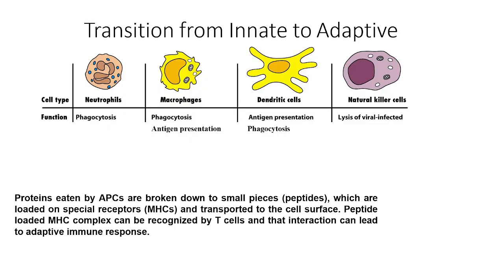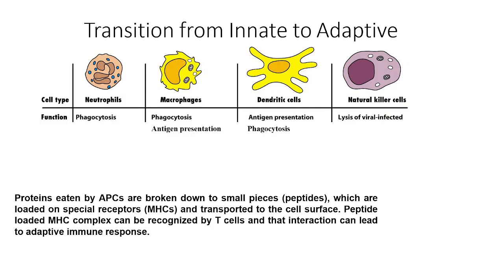The macrophages play a role in phagocytosis and antigen presentation. After engulfing a pathogen, they break it down and present its parts on the surface to activate other immune cells. The dendritic cells do antigen presentation and phagocytosis. The most efficient APCs are the dendritic cells. They migrate to the lymph nodes to present antigens to the T cells, acting as the primary messenger between the systems. And the natural killer cells cause lysis of virus-infected cells. They identify and destroy host cells that have been compromised by viruses or become cancerous.